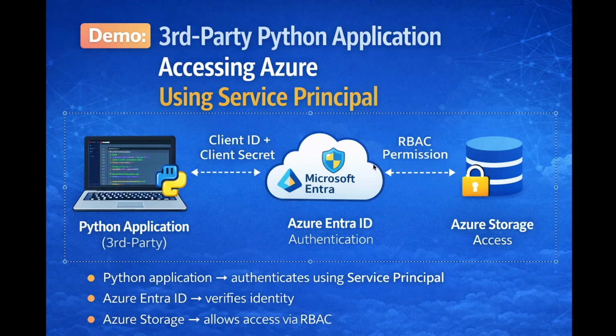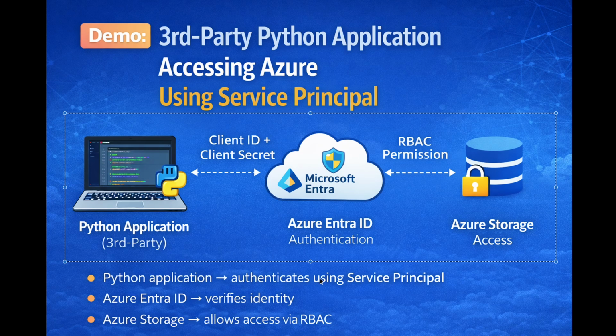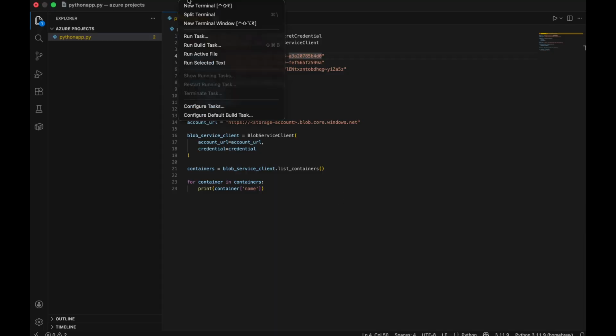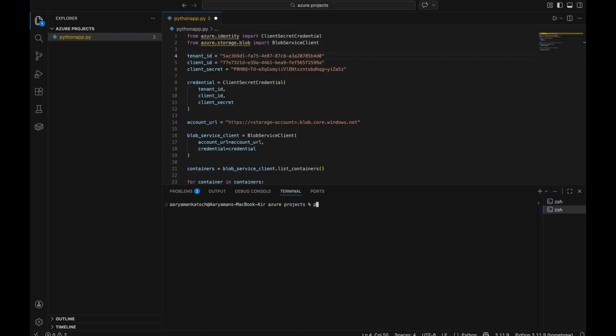Now we have the entire flow completed, and now we'll check the connection. The Python application will authenticate using the service principal with the client ID and secret. It will check in Entra ID if the identity exists, and if it exists, it will check what permission it has, and the permission we already assigned on the storage account. Now to access it, we'll go to terminal, new terminal, then run python app.py.